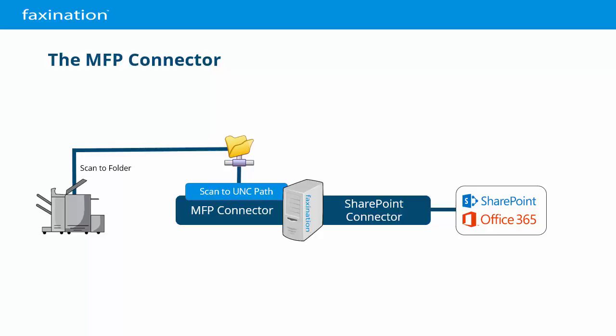Each monitored network folder can have a unique routing configuration within the MFP connector configurator. In this scenario, we're routing scanned documents to SharePoint, which can either be on-premise or hosted, such as Office 365.